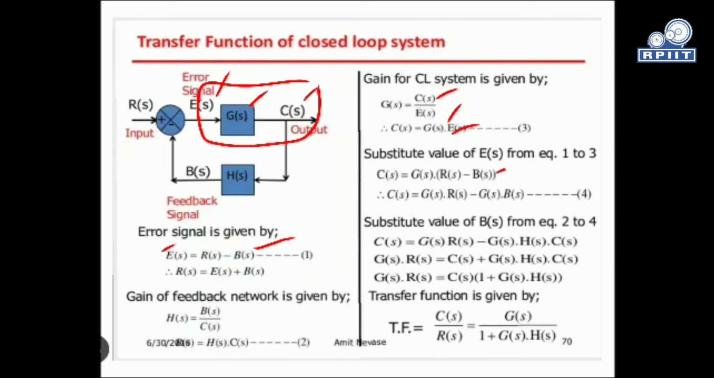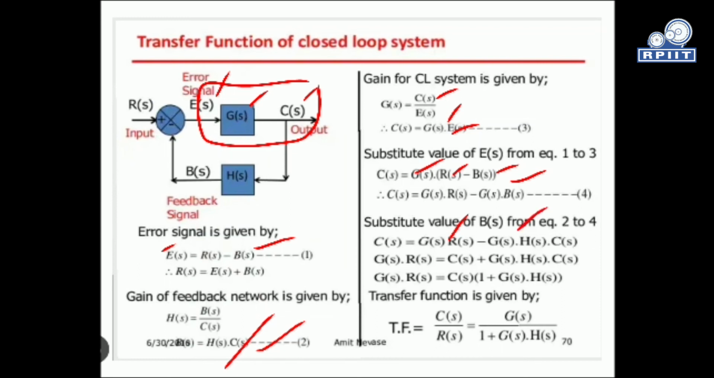And finally, if we convert this thing over here, then we will calculate B of s from this formula. Then the value of equation 2 will be put over here. Then substitute the value of B of s from equation 2 into equation 4. So we put this equation 2 into equation 4, and finally we will get the equation like that. We will multiply this G of s with R of s and B of s as well. Then C of s is equal to G of s R of s minus G of s H of s into C of s.